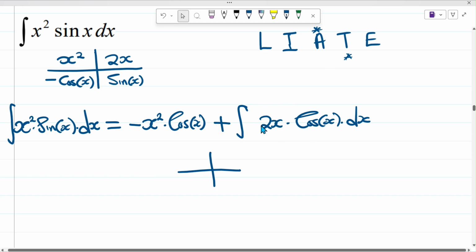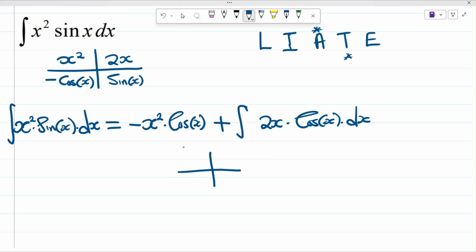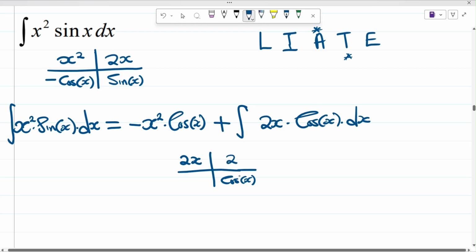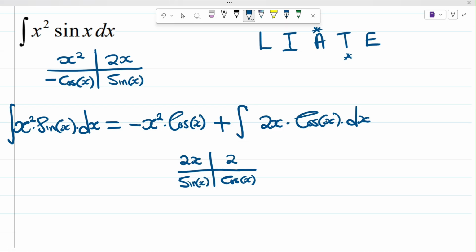And then I apply my integration by parts again, and I go to the LIATE again. I identify that I have my algebraic function and my trigonometric function. According to the LIATE order, the function that comes first, we differentiate it, and the function that comes last, we integrate it. That means I'm going to write my 2x here, and my cos of x here. Now I differentiate. Differentiating 2x gives 2. Integrating cos x gives sine of x.